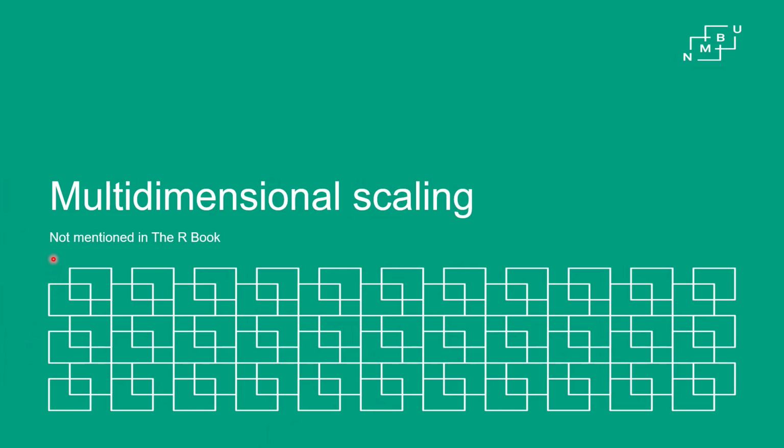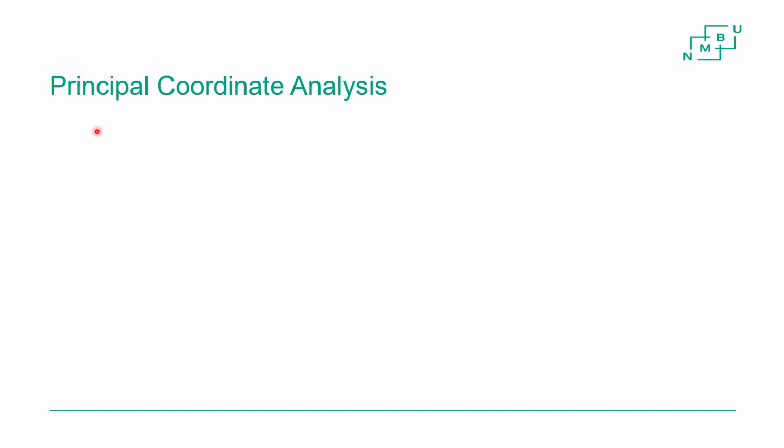Let me finish this rather long lecture with a few words about multidimensional scaling. And this is not really mentioned in the R book, but I thought it was worth adding it anyway. And what is this? It's also something called principal coordinate analysis, and you can hear by the name this is quite similar to PCA, so that's why I added it here.